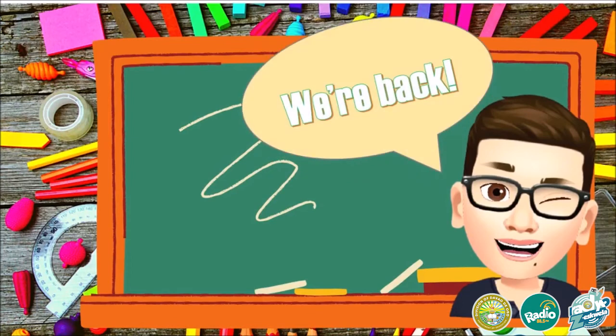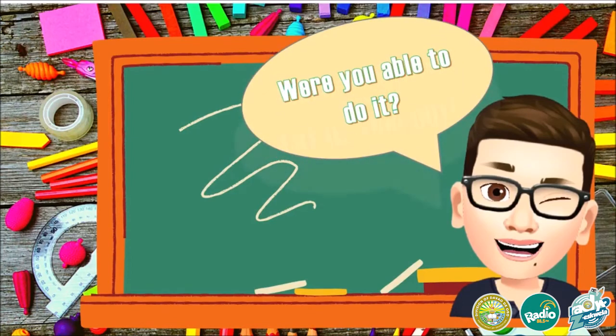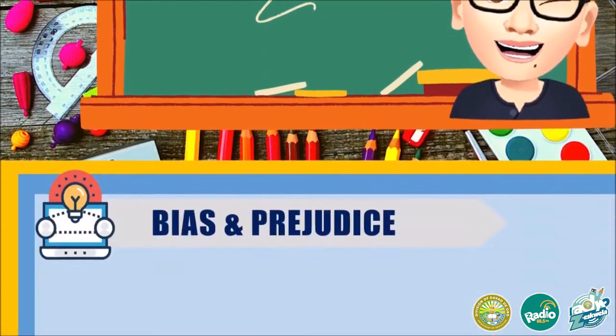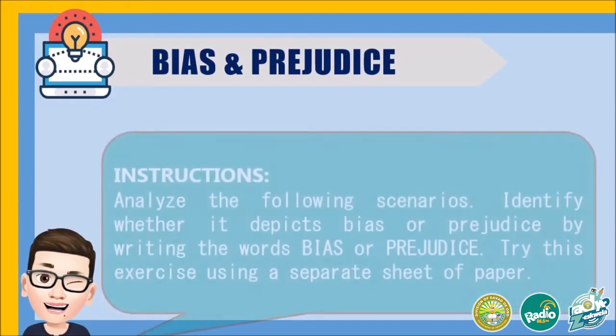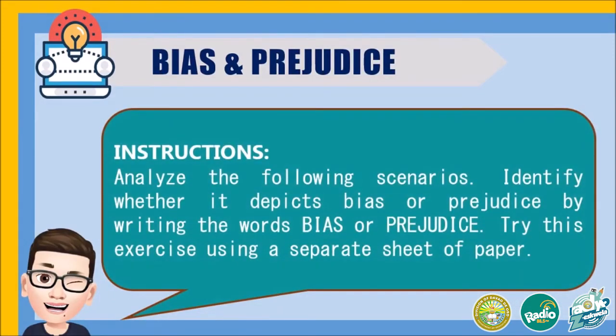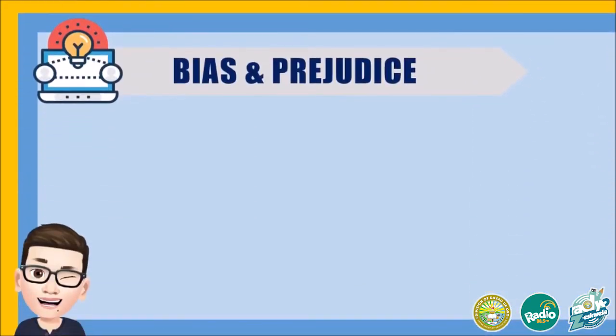And now we're back. Were you able to do it? Let us find out. A while ago, I left you an exercise to do. The instruction was, analyze the following scenarios. Identify whether each shows or depicts bias or prejudice by writing the word bias or prejudice. Try this exercise using a separate sheet of paper. Now, let us check the answers.